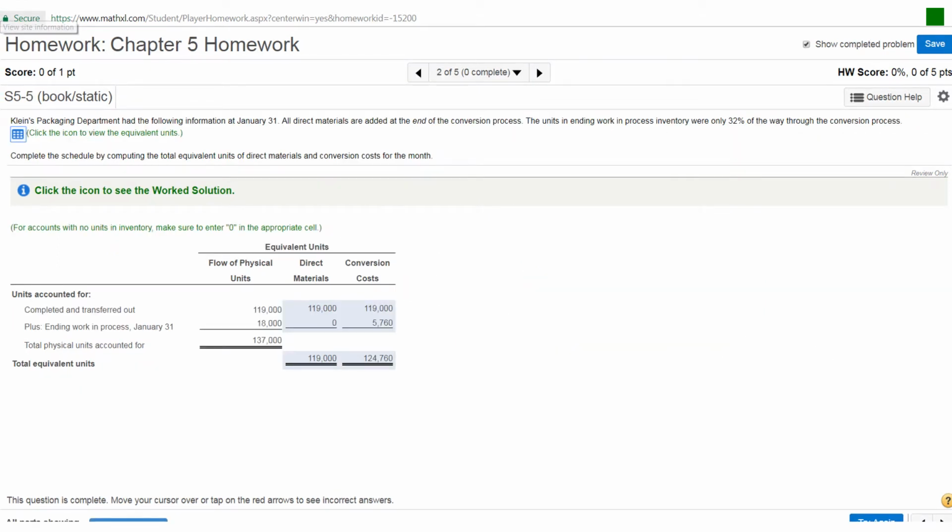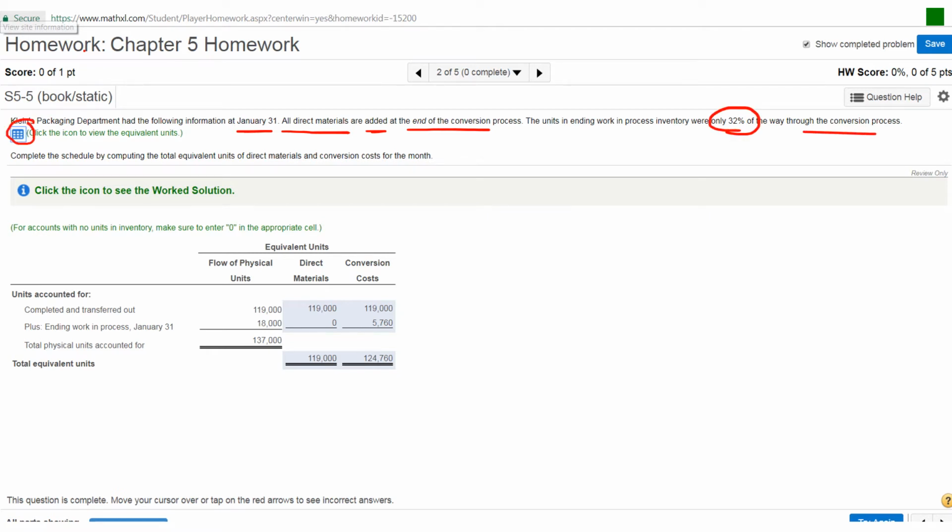Okay, Chapter 5, homework problem number 2. We've got the client's packaging department had the following information at January 31st. Here's the thing. It says all direct materials are added at the end of conversion process. So we'll need to know that a little bit later. It says that the units in ending work in process inventory were only 32% of the way through conversion.